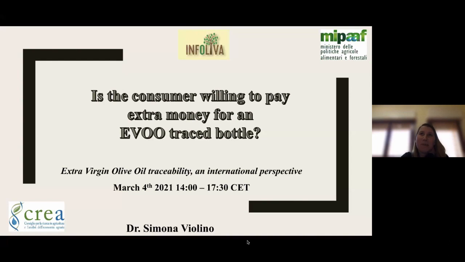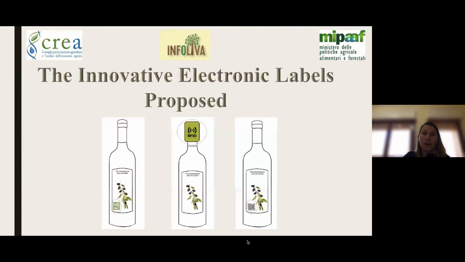The first technology is the NFC tag, placed in the external label. Consumers activating their smartphone NFC antenna can read the additional information about EVO traceability and its production origin.